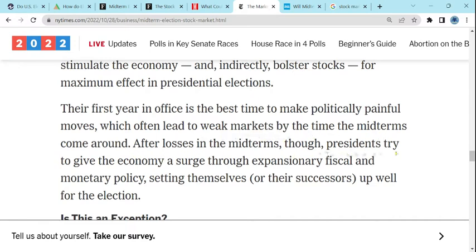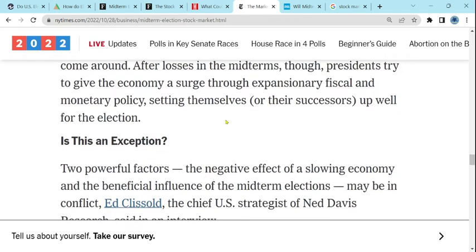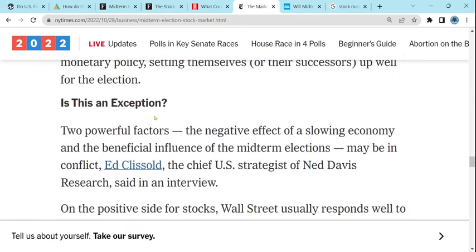After losses in the midterms, presidents try to give the economy a surge through expansionary fiscal and monetary policy, setting themselves or their successors up well for the election. So is this an exception? Is this time different? Two powerful factors they point out: the negative effect of a slowing economy and the beneficial influence of the midterm elections, maybe conflict.